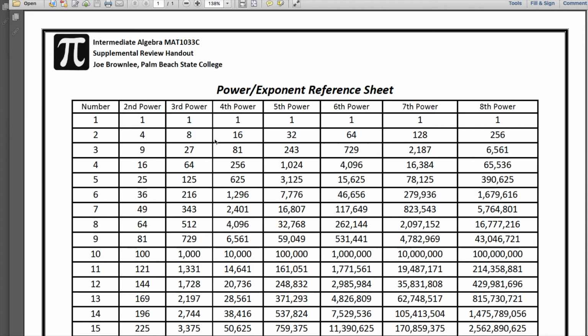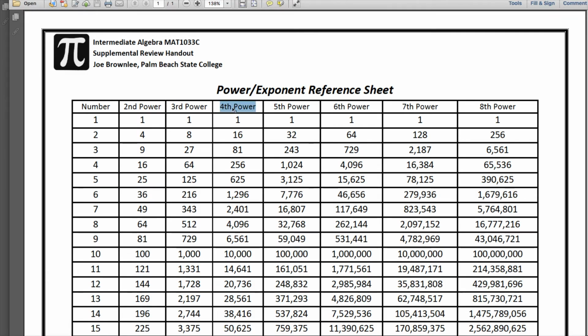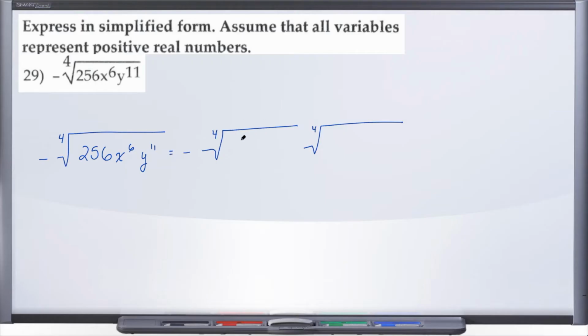Well, let's see. Let's go back to our power exponent reference sheet. If we're in the fourth root or fourth index, we're going to look down the fourth power column. And, oh good, 256 does have a perfect fourth root, and it is 4. All right, so since it has a fourth root, all of 256 is going to go into the good radical side.